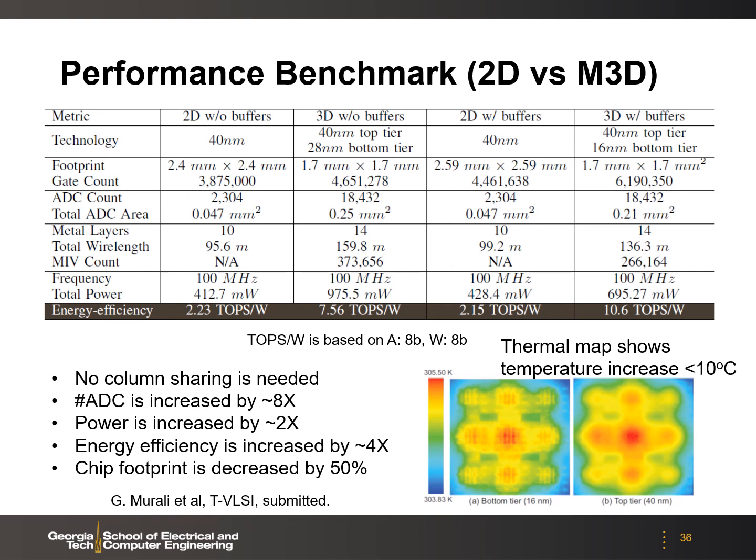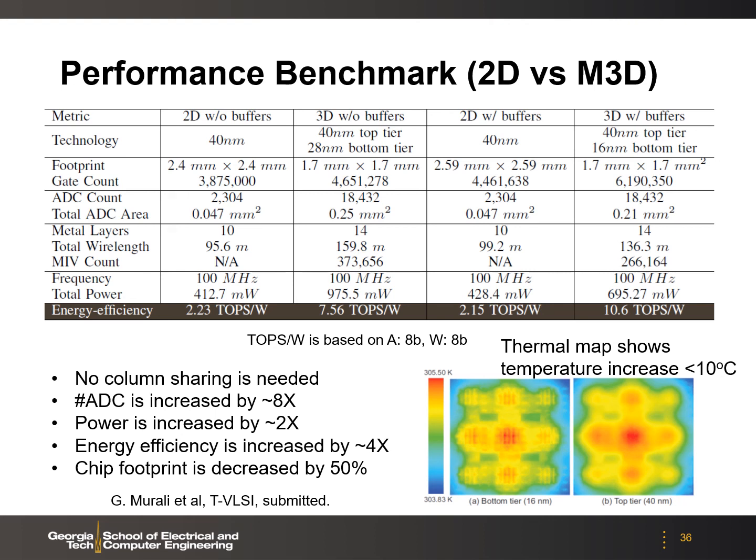This slide shows the performance benchmark between a 2D design versus a monolithic 3D design. First of all, the chip footprint is significantly reduced by more than 50%. Now we have more space to place the ADC on chip, so the number of ADCs is increased by 8 times. That means the throughput is also increased by 8 times. At the same time, the power is increased by 2 times. So overall, the energy efficiency is improved by 4 times.